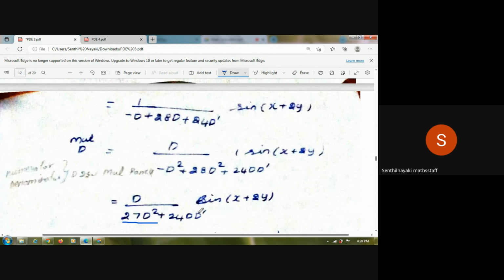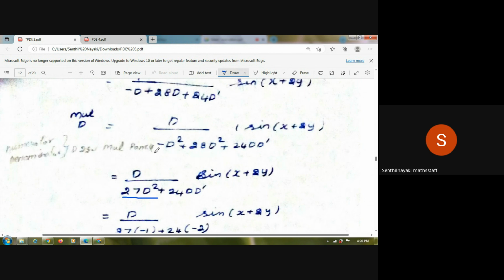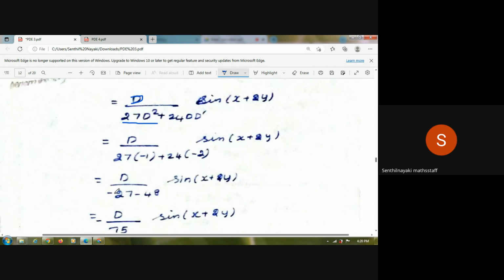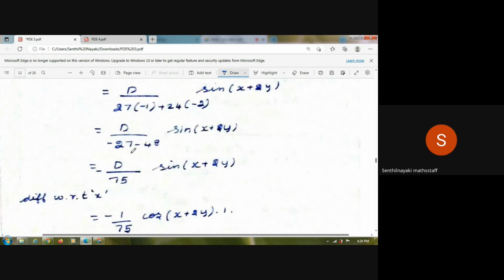plus 24d dash. Then we have to multiply by d in the numerator and the denominator. Then in the numerator we have d, in the denominator we have 27d square plus 24d d dash. Again we have to replace d square by minus 1 and d dash by minus 2. Then we get 27 minus 48. In the numerator we have d. So after simplifying this, we get minus 1 by 75 d of sine of x plus 2y.